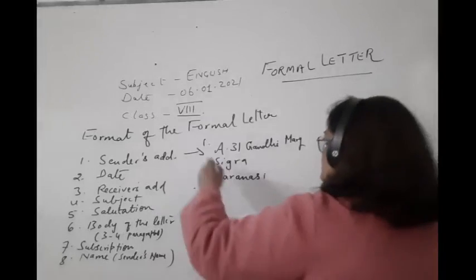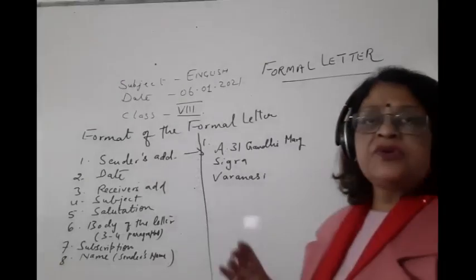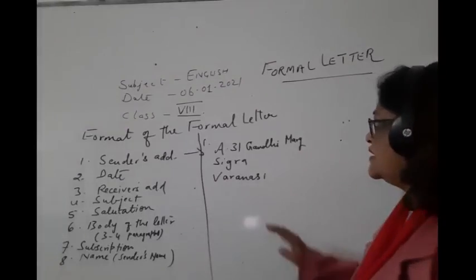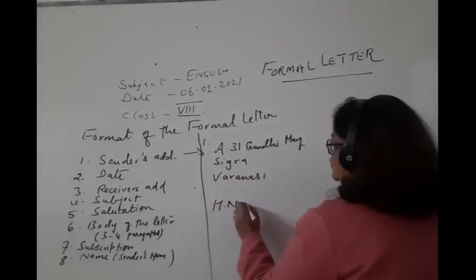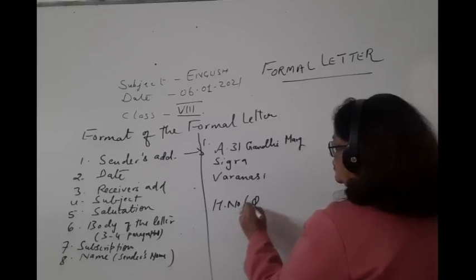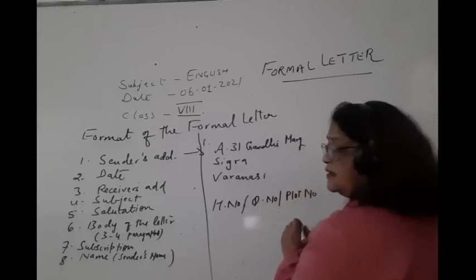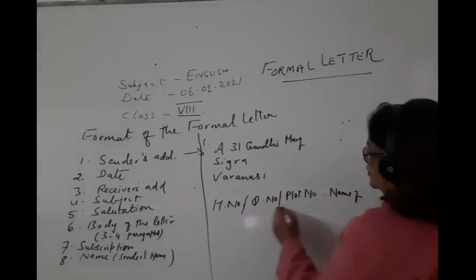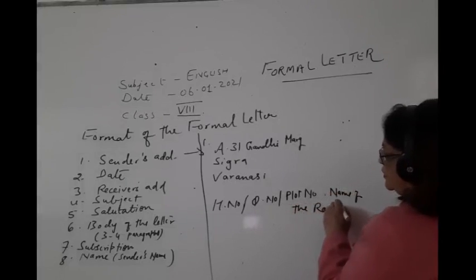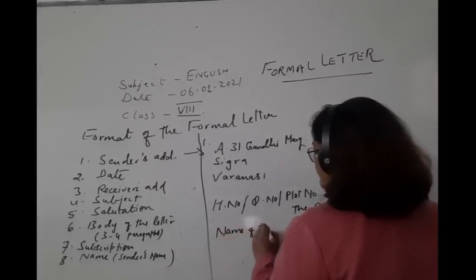So children, you can see how the sender's address is written. Four things should be there in the sender's address. First, house number or quarter number or plot number. Then, children, the name of the road, and then the name of the colony, and then the name of the city.